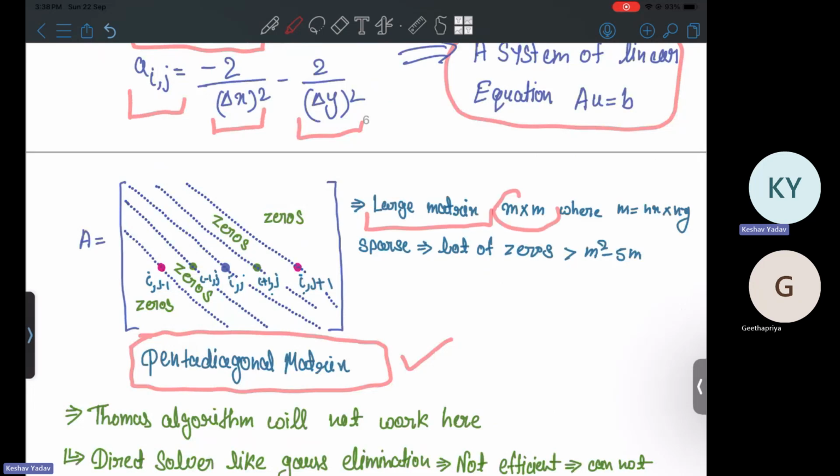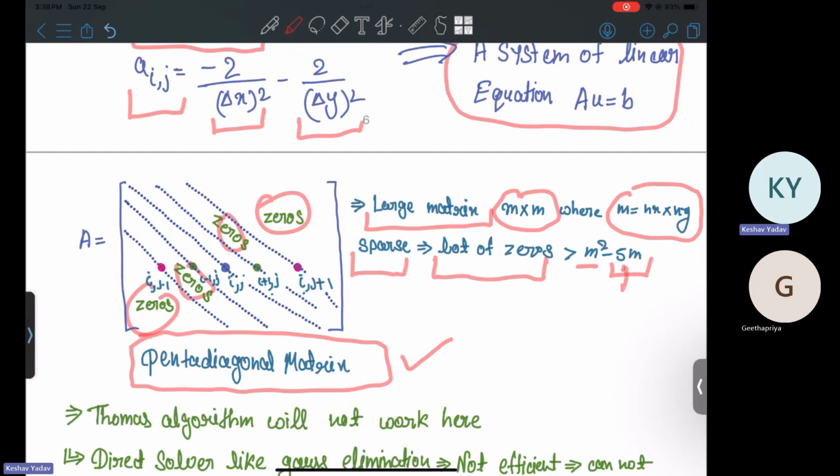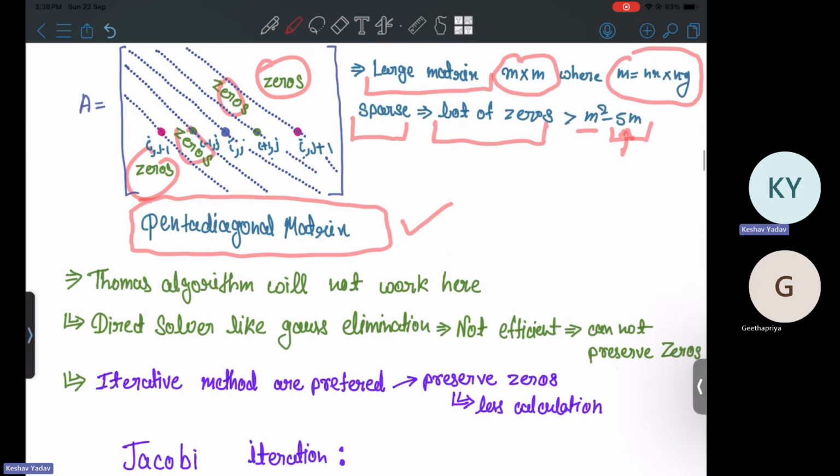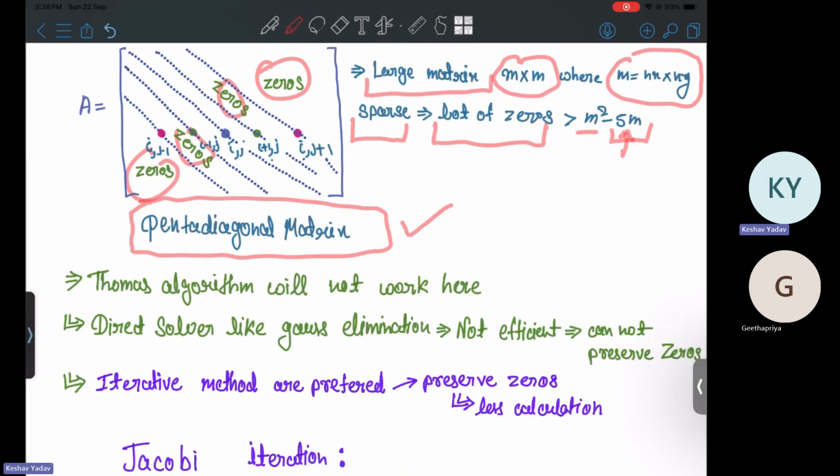A large matrix M cross M, where M is what? Nx multiplied by ny. And this is a sparse matrix. Why sparse matrix? Because it contains many zeros. Okay. So how many zeros? The number of zero terms is M square minus 5, because each equation can have a maximum of 5 non-zero values. Okay. So this is the pentadiagonal matrix.